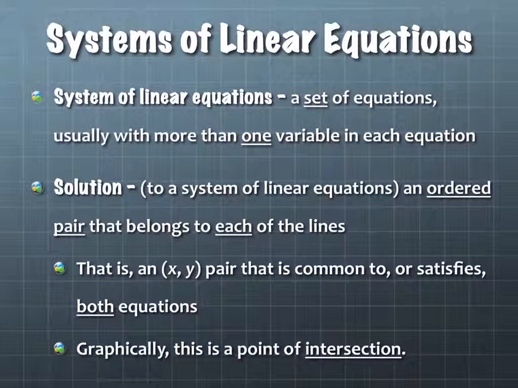So what does it mean to belong to the line? Well, it means it's a solution for it. It's on that line. So that is, the pair x, y is a pair that is common to or satisfies both equations. Graphically, it's the point where the two lines coincide or intersect. So when we're looking for systems of equations, we're looking for places where two lines cross.